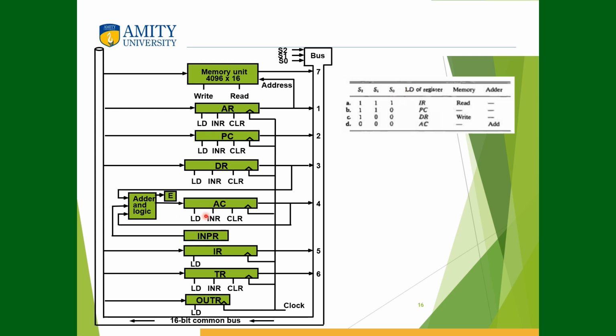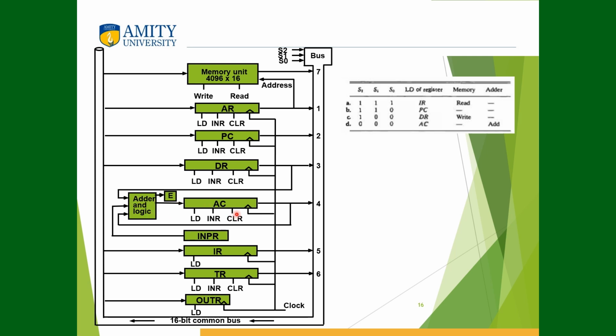That means AC is ready to get a value, and the adder is set to add. This means that the adder will be performing the addition of any input number, and for that there are two possible inputs. Either the input register will send input to the adder logic, or the data register will send. So we can mention either one of them that will perform addition, and they will load it onto the accumulator register.